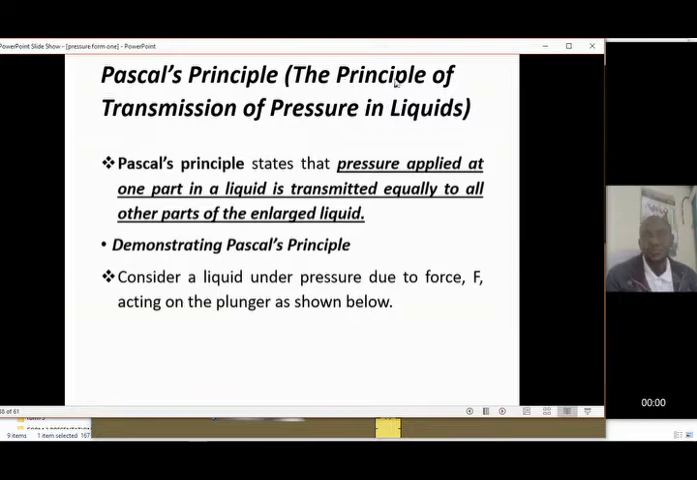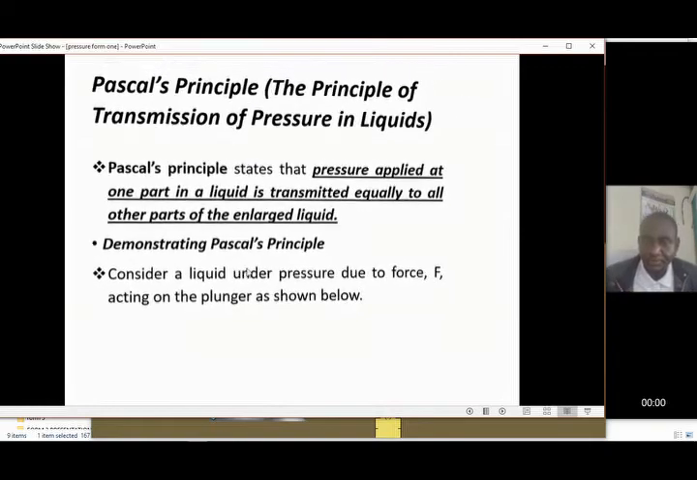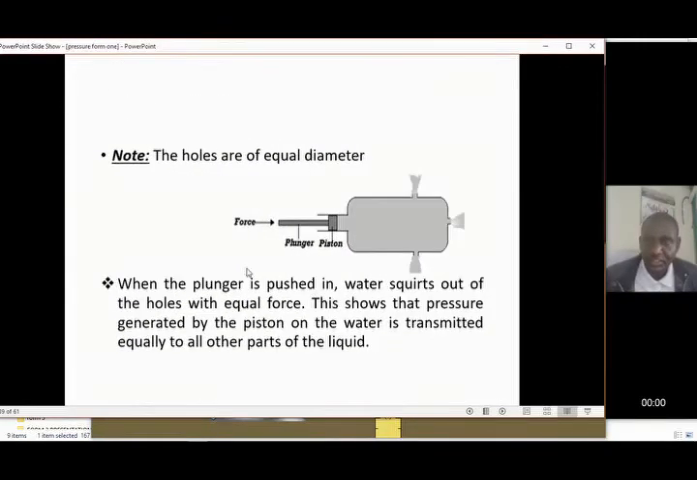Pascal's principle, the principle of transmission of pressure in liquids. Pascal's principle states that pressure applied at one part in an enclosed liquid is transmitted equally to all other parts of the enclosed liquid. So, demonstrating Pascal's principle, this one.